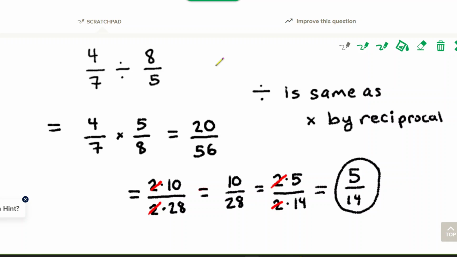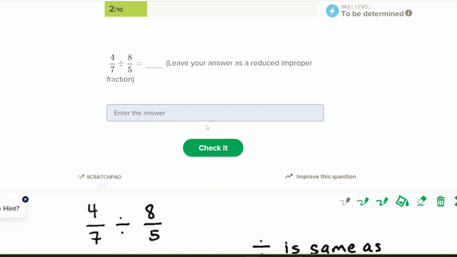Right, so this is it right here. This is what they're asking us for, right? The final value of 4/7 divided by 8/5 as a simplified fraction.